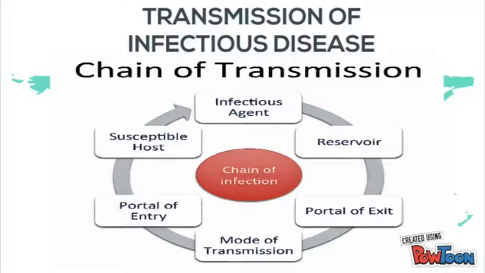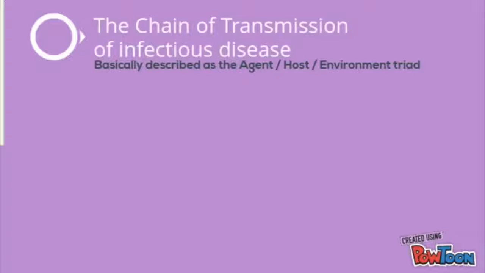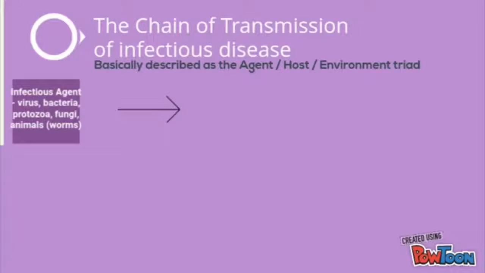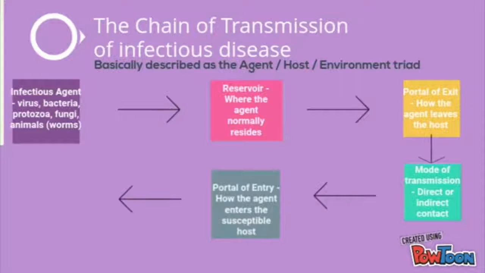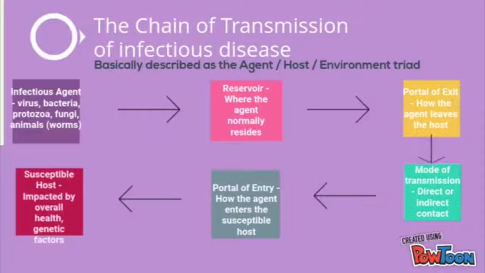So this is the chain of infection, started with infectious agents and ending with susceptible hosts. The chain of transmission of infectious disease starts with viruses, bacteria, protozoa, fungi, to the reservoir where the agent normally resides, portal of exit, how the agents leave the host, mode of transmission, direct or indirect contact, portal of entry, how the agent enters the susceptible host, and impact by overall health and genetic factors.